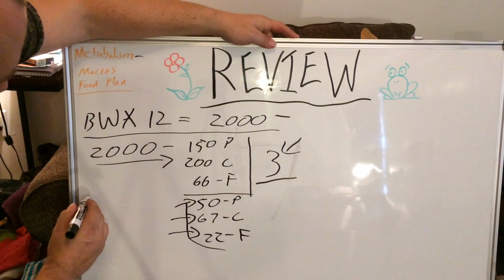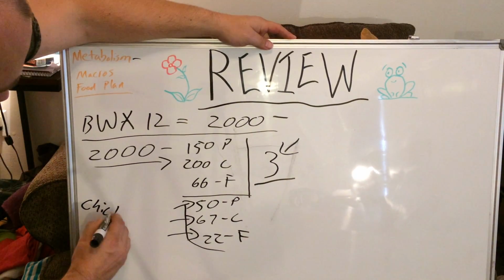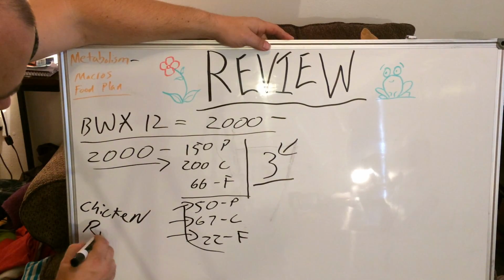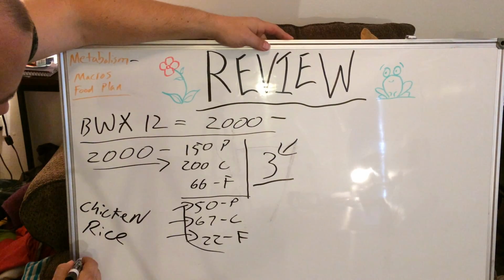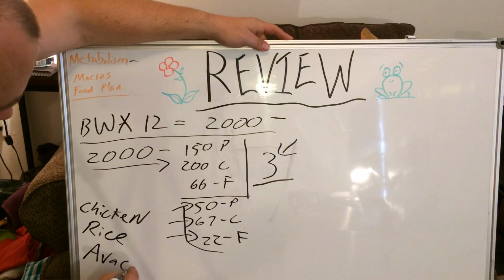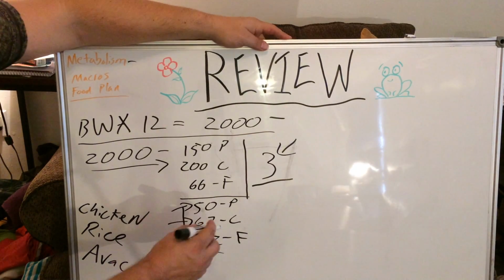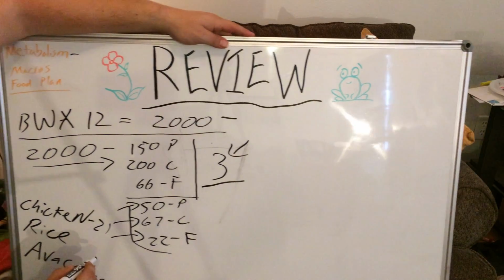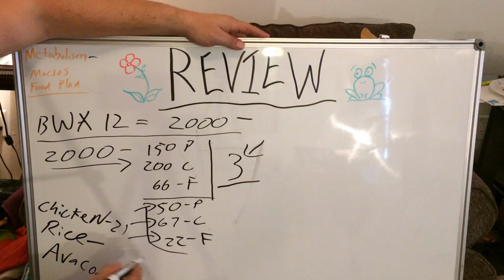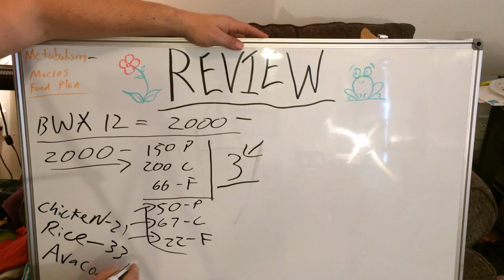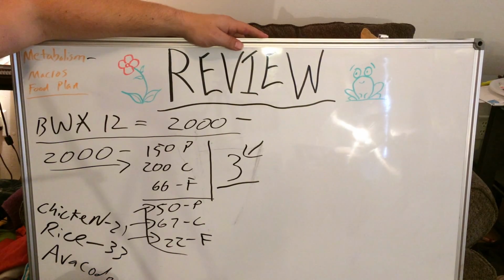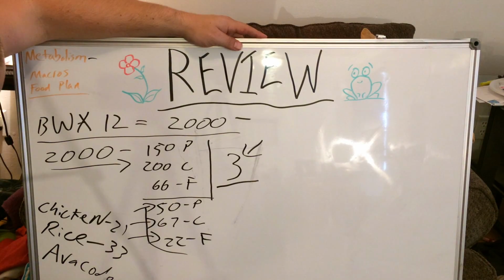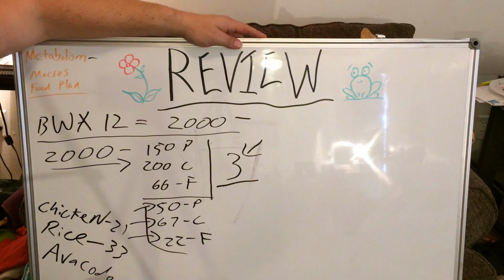So for us, we did chicken, rice, and avocados. Once you do that, chicken was 21 grams per 4 ounces. Rice was 33 grams per cup. And avocados were 14.5 per half avocado.